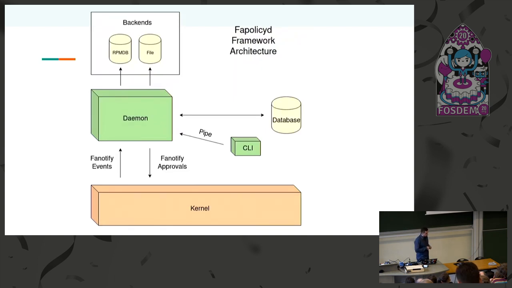This is how the fapolicyd framework architecture looks like. Well, it has multiple backends, and the most significant part of the project is the daemon itself. When the daemon starts, it loads all data from the backends, and it saves them into a database, and then it can create some query to verify trust, let's say.